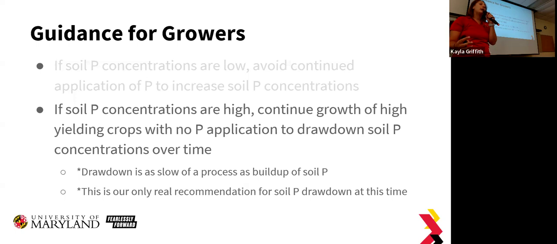Don't add any more phosphorus, but keep growing crops to draw down that phosphorus in your soil. I know it's a lame answer, but that's the best we got right now. All right, we're working on it. Building up of your soil P was a slow process and drawing down is just as slow of a process. This is unfortunately our only real recommendation.